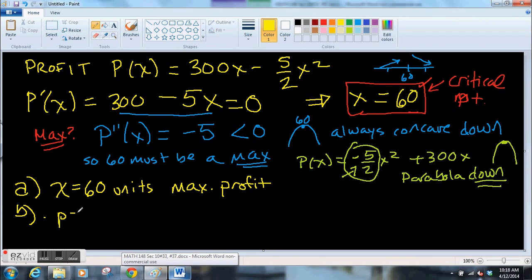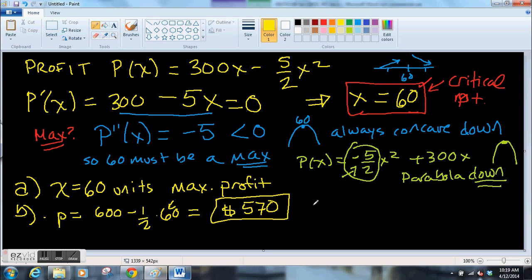So in order to find the selling price that maximizes the profit, we have 600 minus 1/2, I'm just plugging this into the price function. That used to be an x, now it's a 60, and that gives us $570. So you're saying, what should we sell it for in our monopoly? $570. There's your iPhone 6 or whatever. Doesn't that seem like about how much an iPhone 6 is going to cost?